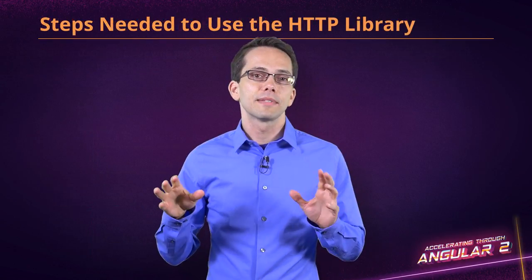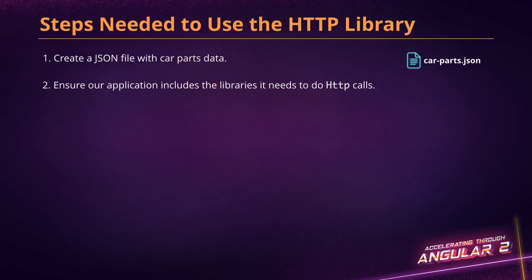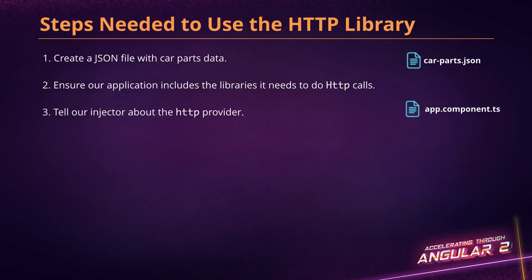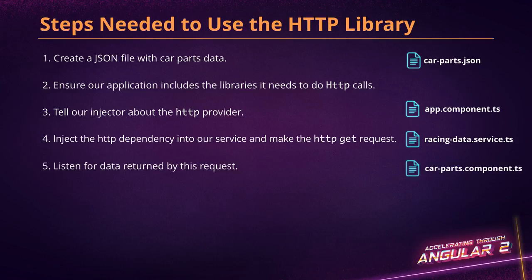Let's go through the steps needed to make this happen. First, we need to create a JSON file with car parts data. We'll call it carparts.json. Then we'll ensure our application includes the libraries it needs to do HTTP calls. Then we'll tell our injector about the HTTP provider. Then we'll inject the HTTP dependency into our service and make the GET request. And lastly, we'll listen for data returned by this request inside our car parts component.